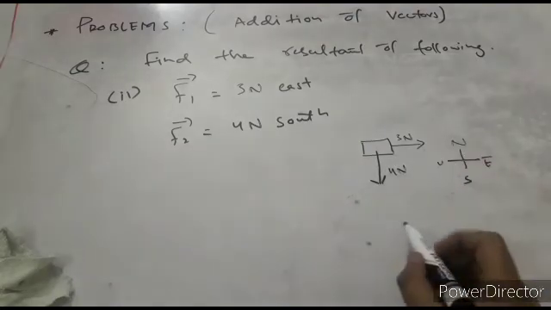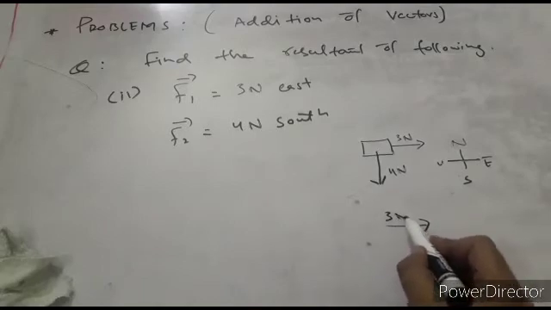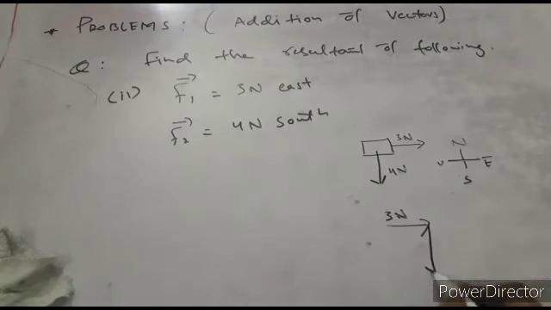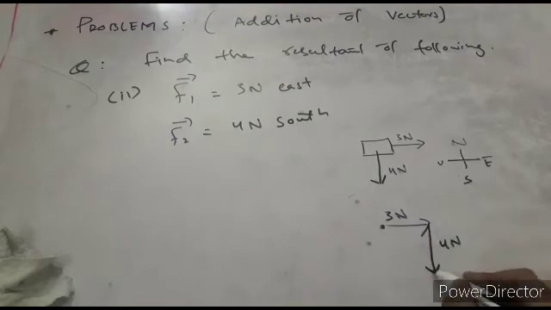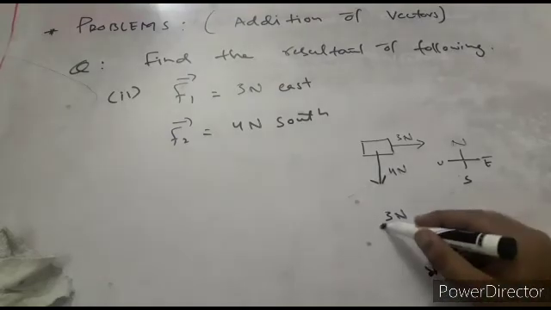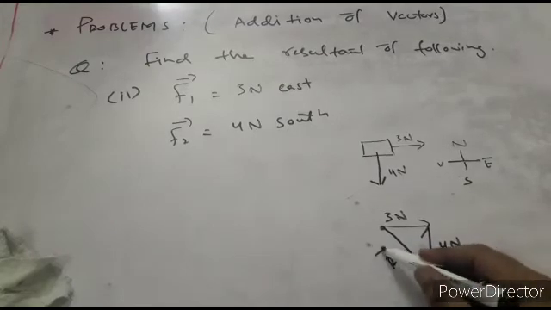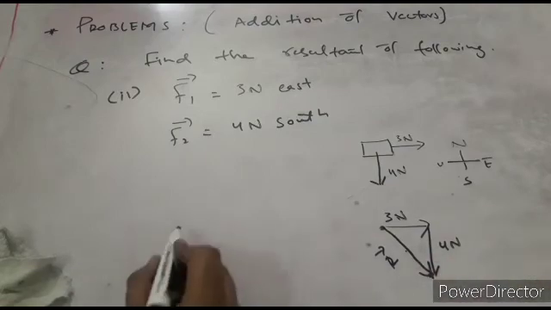And how we add these vectors? We draw like this. The first vector, we put the second vector on the head of the first vector like this, and the resultant would be starting from the tail of first vector and ending at the head of the last vector. This is the resultant vector, and for this resultant vector we have a formula for its magnitude.